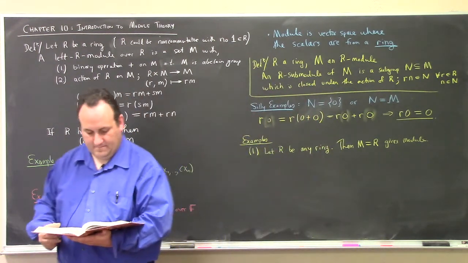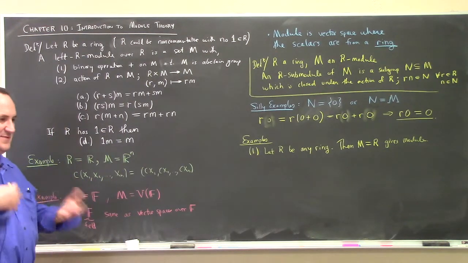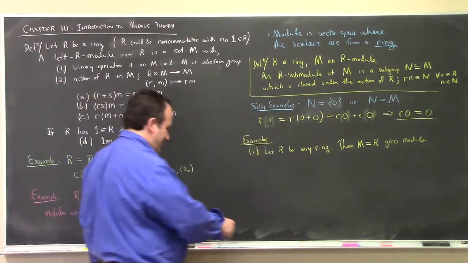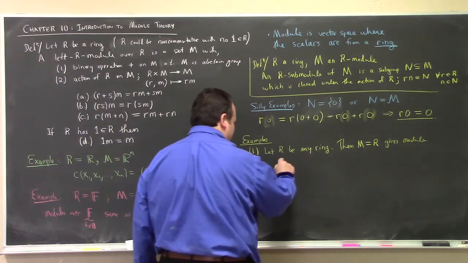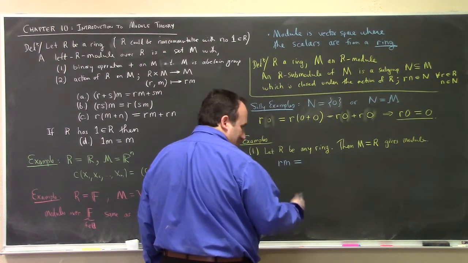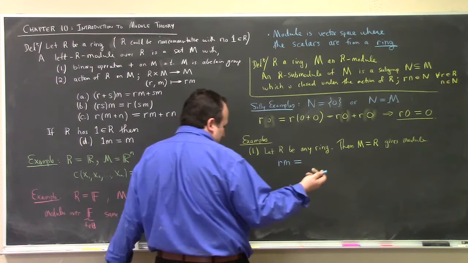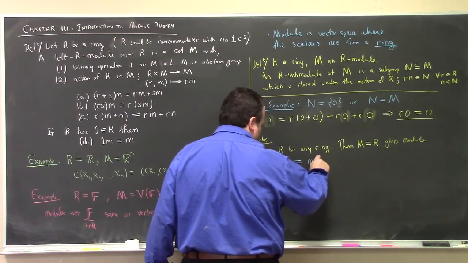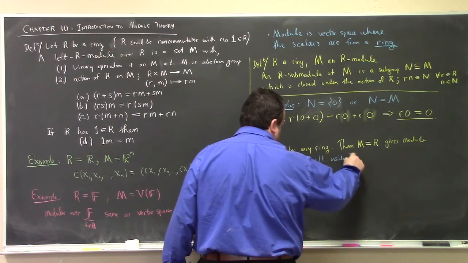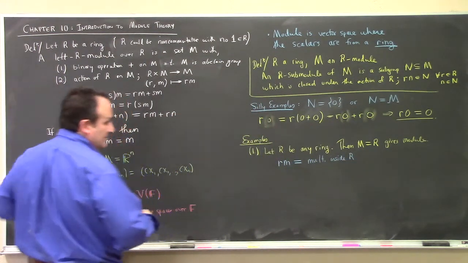All right. See, because what's the multiplication? What's the module action? How do you define R times M here? It's just the multiplication in the ring. Yeah, so it's just multiplication in the ring, and that satisfies all these rules.